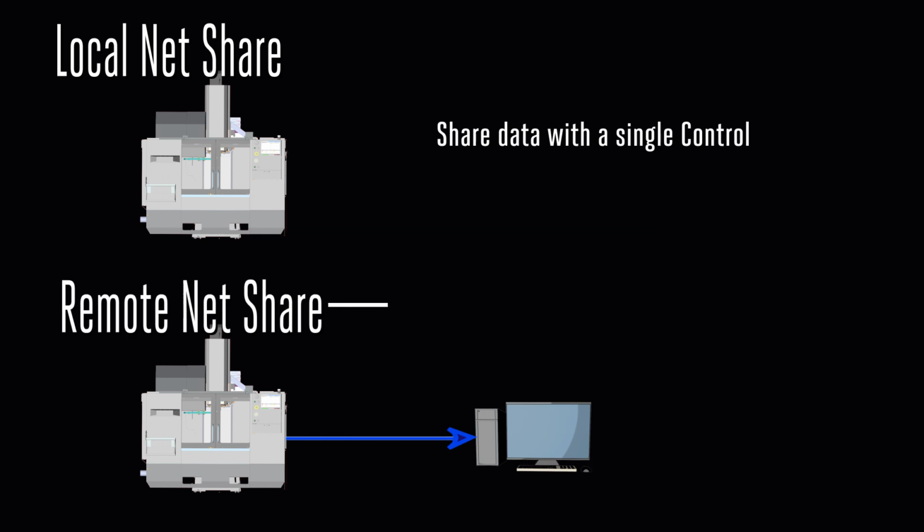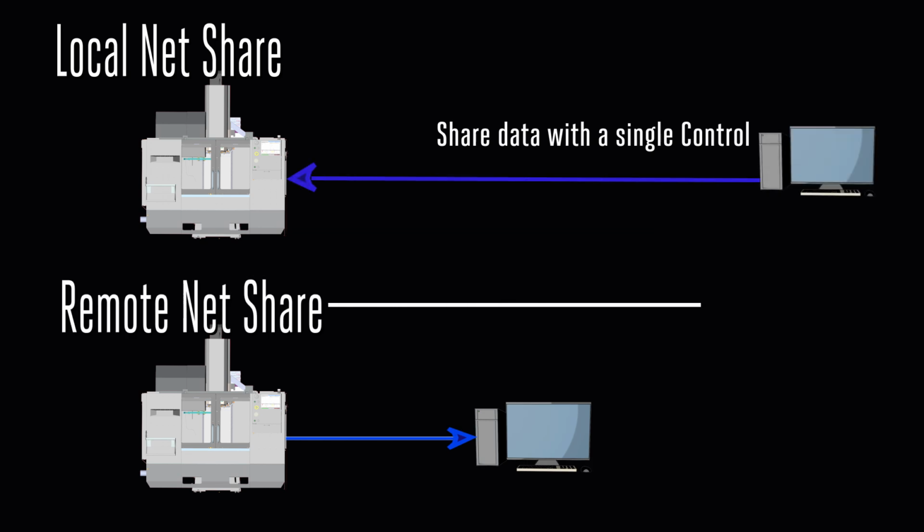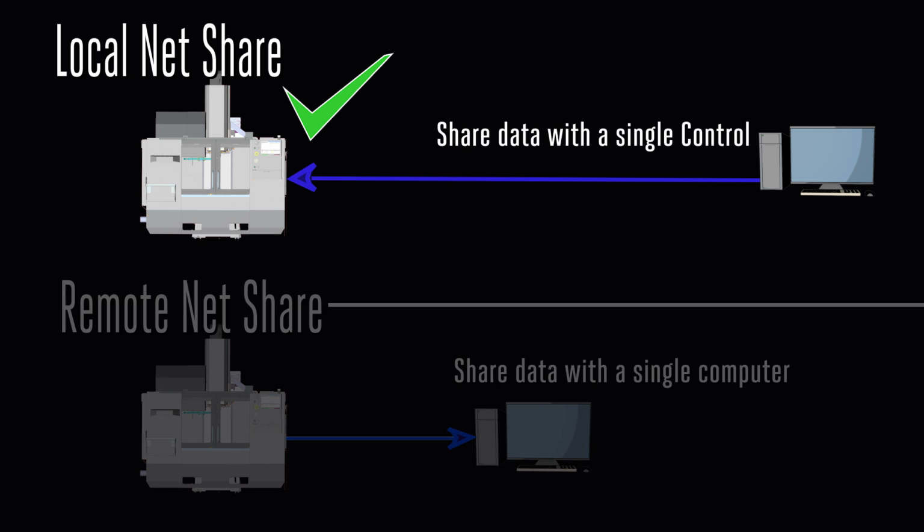The local NetShare feature is used to access the user data folder of a single Haas CNC machine from any PC in your shop that is connected to the local network. Once established, the connection is operated from the PC.